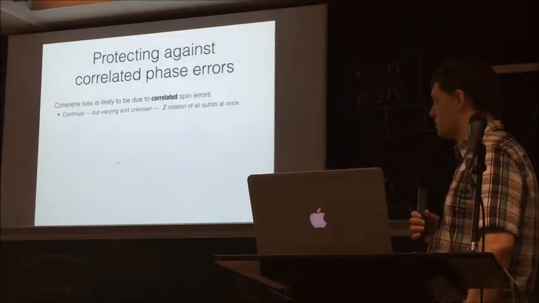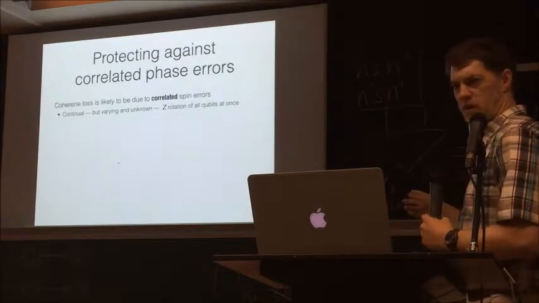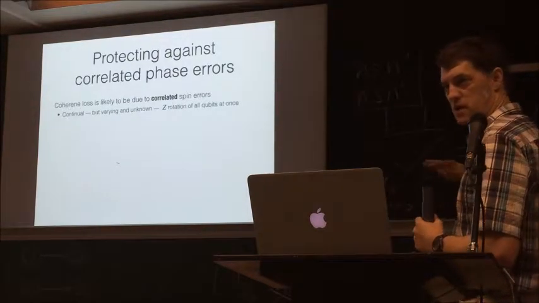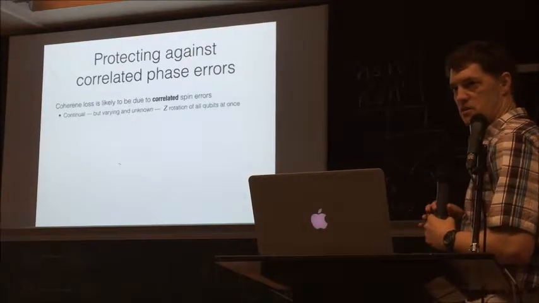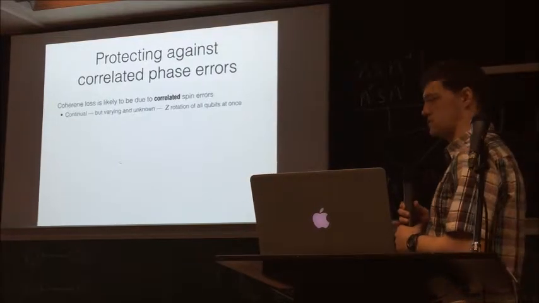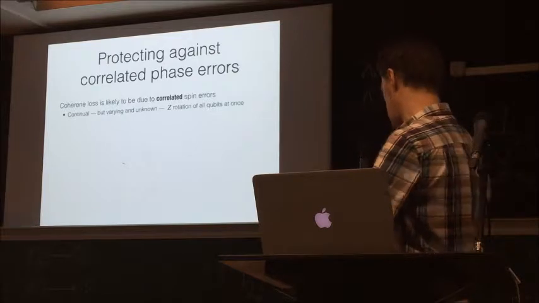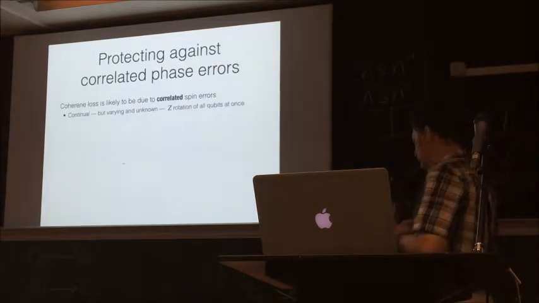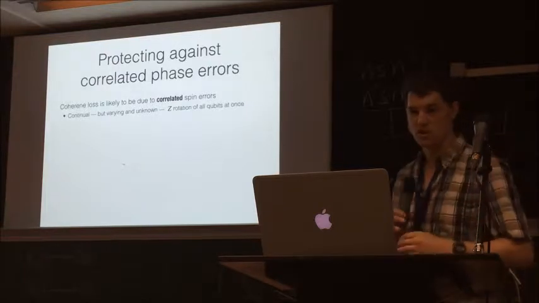Now, the coherence loss that we get may be due to correlated spin errors. I sort of suggested that errors come one at a time. Of course, it's more of a Poisson process. But in particular, there's no reason a priori to assume that they come one at a time. They could come systematically all at once on all the qubits, which would be a bit of a problem for something like the repetition code. If you flip all the bits at once, you're going to have a perfect confusion about what your information is.